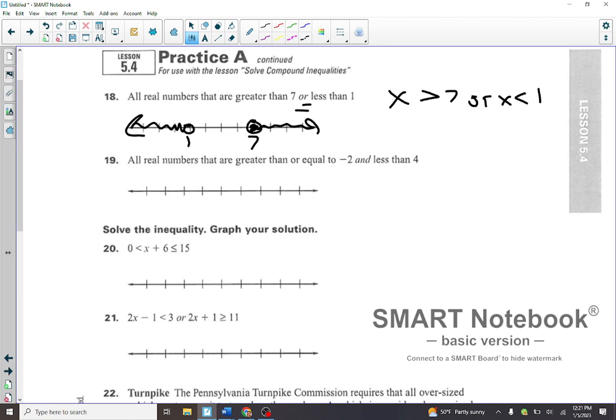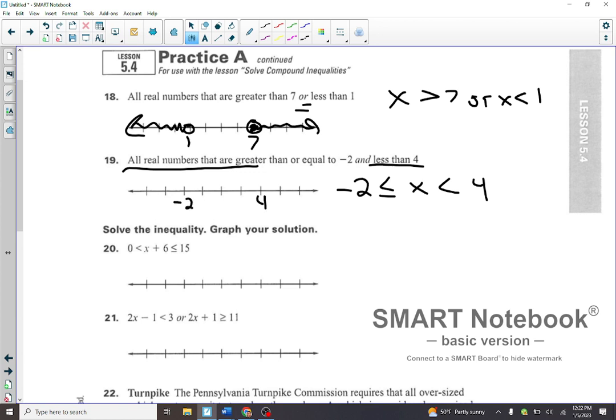So the and statement is a little tough. For the and statement, I know -2 is my smaller number and 4 is my bigger number. So I'm going to put -2, I'm going to put x, and I'm going to put 4. Because I know those are going to be there for sure. Now, all real numbers are greater than or equal to -2. So -2 must be less than or equal to x. All real numbers are less than 4, so just less than 4. No equal to.